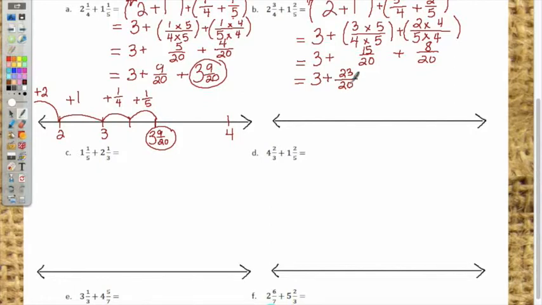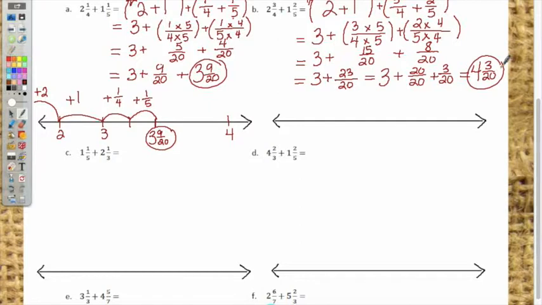Is that more than one whole? Yes. Okay. So you ready to tell me what to do next? 3 plus 20/20 and 3/20. So that equals 3 plus 1 whole. 4 and 3/20. Good. Circle that for your answer.